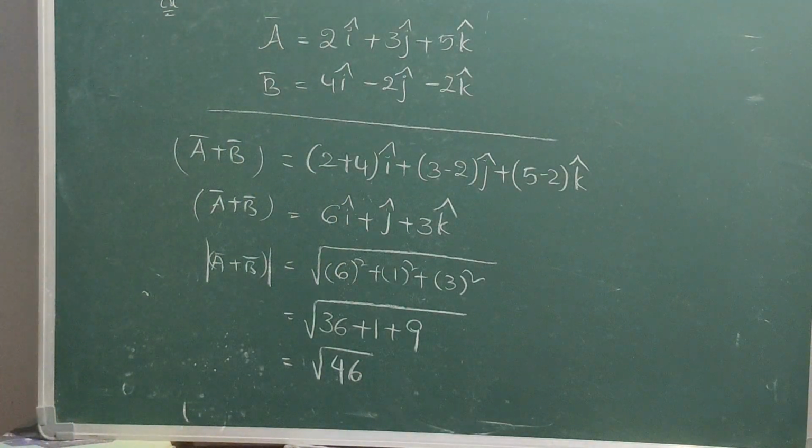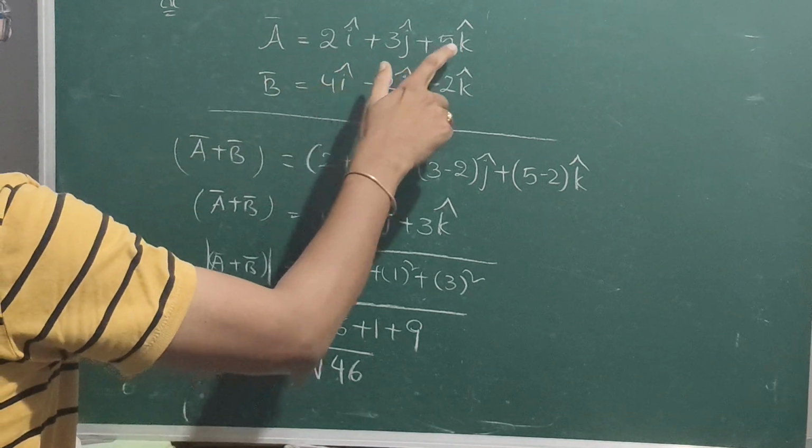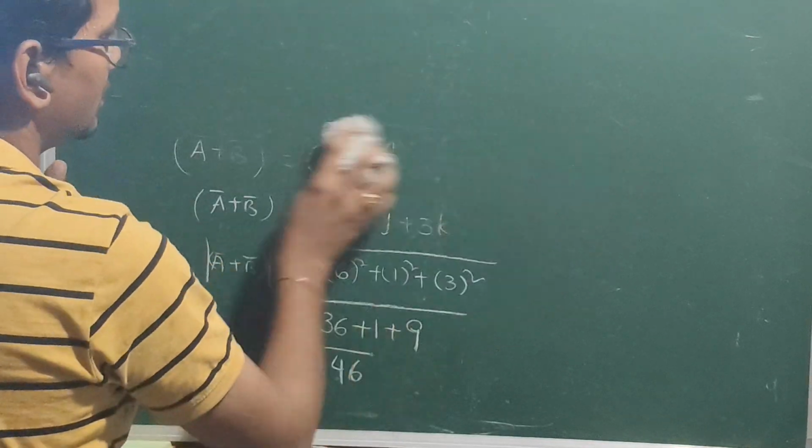By adding the three dimensions, we need to add the three components. That is the three dimensions: i cap, j cap, and k cap. This is the resolution of the vector. One more thing is there. In different ways we can find it out.